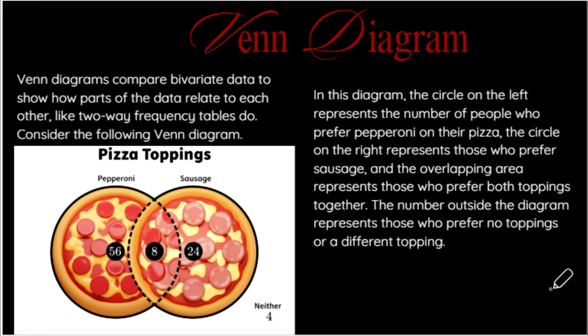Here is a Venn diagram. Venn diagrams compare bivariate data to show how parts of the data relate to each other, like two-way frequency tables do. Consider the following Venn diagram. In this diagram, the circle on the left represents the number of people who prefer pepperoni on their pizza. The circle on the right represents those who prefer sausage, and the overlapping area represents those who prefer both toppings together. The number outside the diagram represents those who prefer no toppings or a different topping.